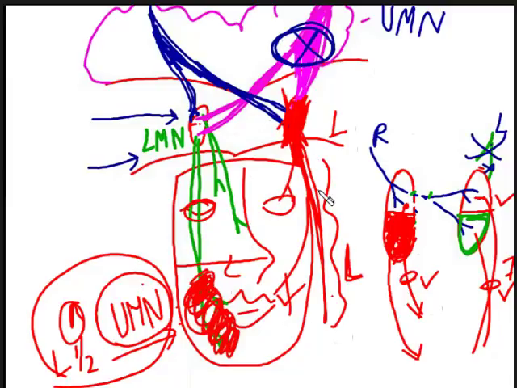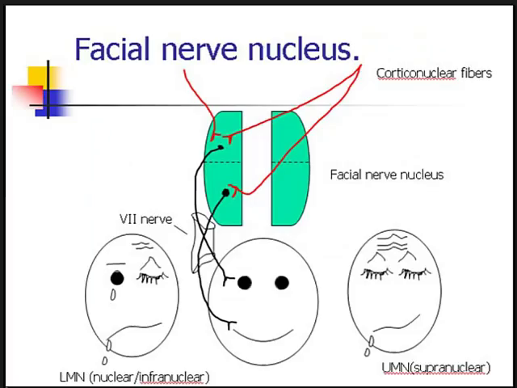And let's see what this next picture is showing. It's really showing you the same thing. So here I'm trying to show you, this is the facial nerve nucleus present at the level of the pons. The upper part of the nucleus supplies the upper part of the face. The axons from here supply the muscles of the upper part of the face. The axons from the lower half of the nucleus supply the lower part of the face.